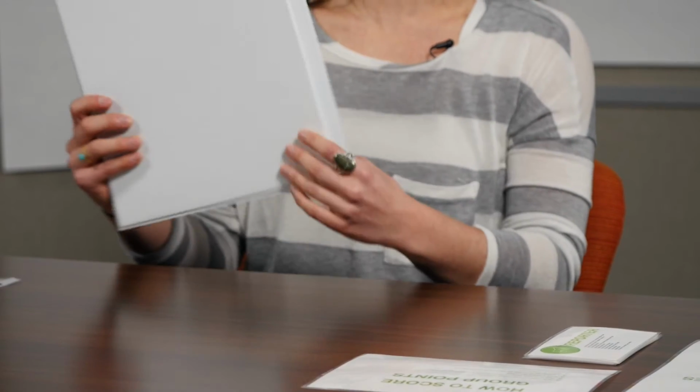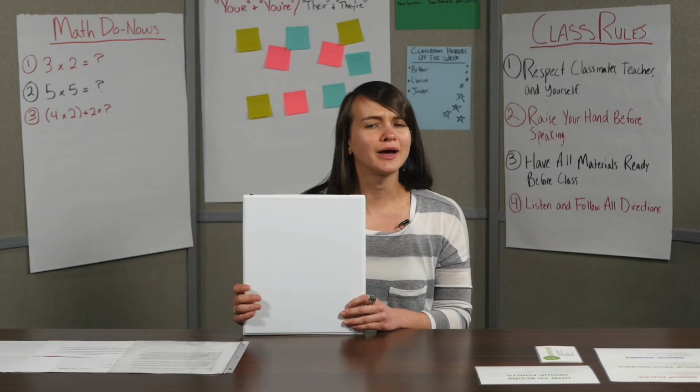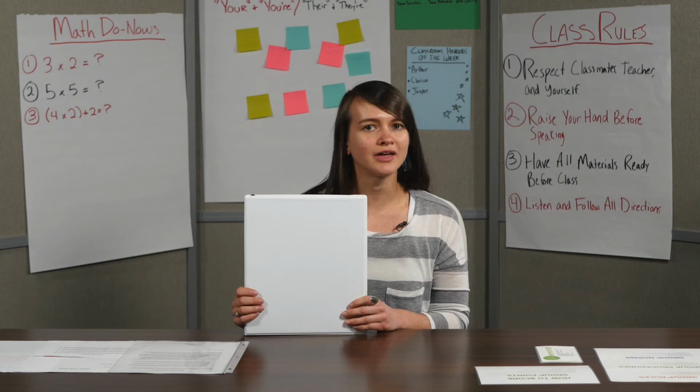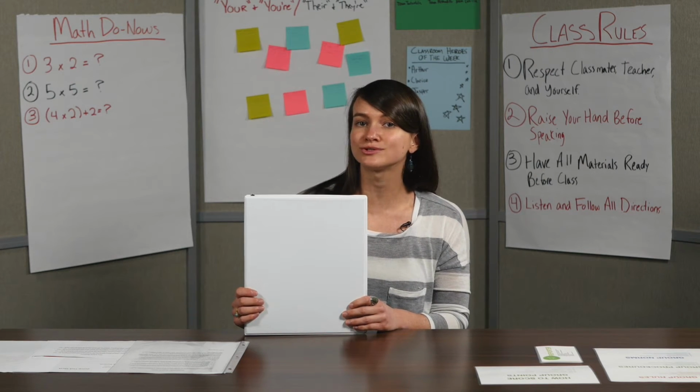Start with a simple 3-ring binder. Before you head to an office supply store, try an online retailer, as you may be able to get a better deal. Also, check with your school, as they may have some extras that you can use.